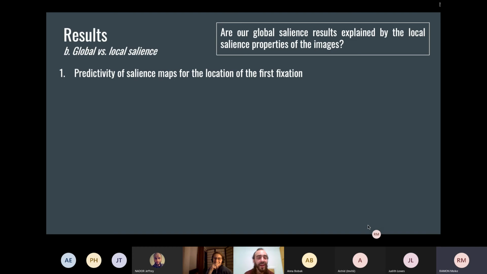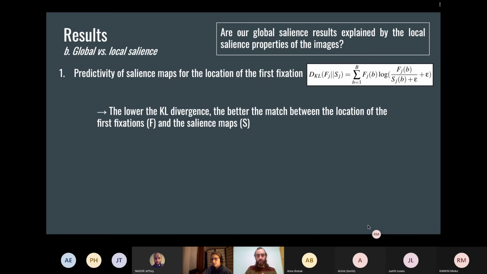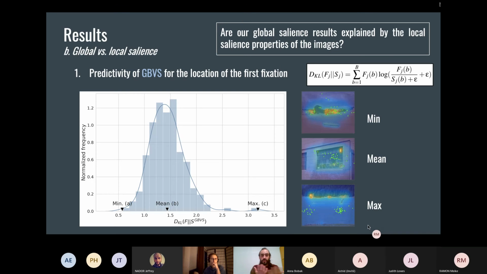All right. Yeah, so for the first type of analysis, the predictivity of salience maps for the location of the first fixation. Can you go to the next slide, please? For this, we use the Kullback-Leibler divergence to compare a map of first fixations. So we get the first fixations in our images, and we can compute the salience maps. And we can compare these, which are essentially distributions of fixations, to see how close they are.